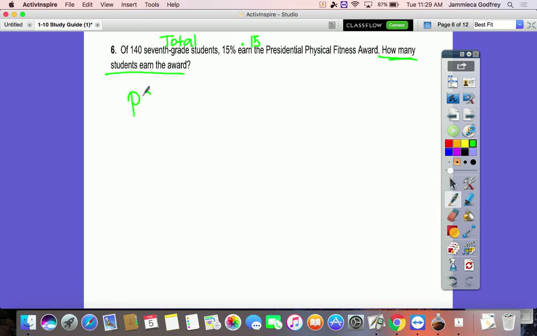We're looking for our part. What part of that 140? So we can say part is going to be equal to 15% times 140. So 140 times decimal 0.15, which will give us 21. Or you could have used your percent over 100 is equal to your part over whole, or your is over of.